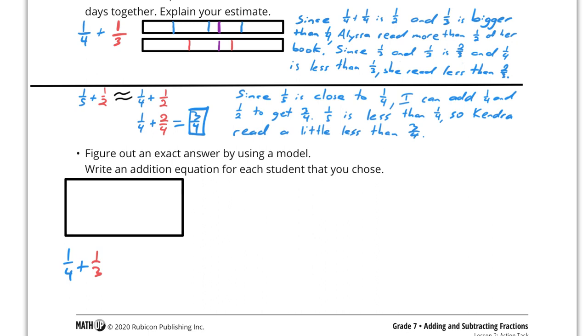I think one way is going to be split into fourths, like this. We'll do it best we can. There we go. And then the other way is going to be by thirds. So here we go.